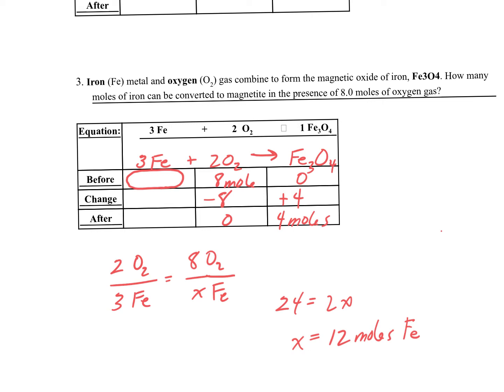There's my dog. All right, so I needed 12 moles of iron. I would use all 12, and then I would end up with 0. That would be the completed BCA table. But remember, all I really was solving for was what I circled there.